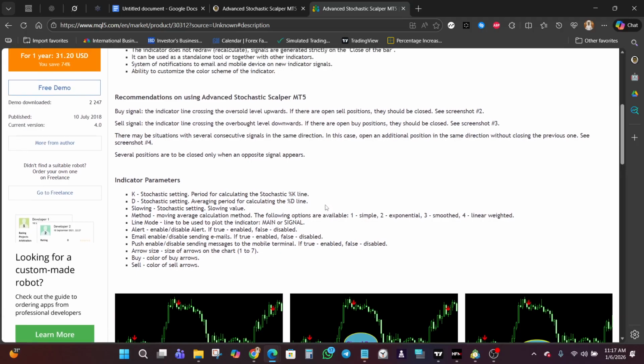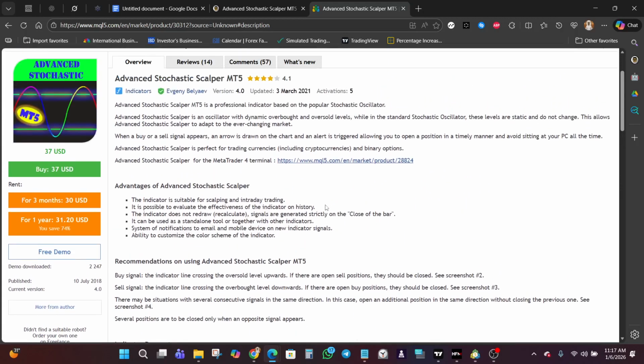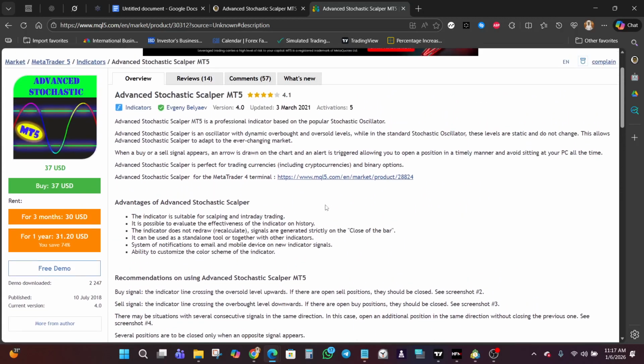So this is it for the advanced stochastic scalper. If you want to make the financial commitment, I need to emphasize that you ensure that you have tested it on the free demo first, and you have to be comfortable with what you see before you proceed to making any financial commitments. That is if you decide to proceed. There are many other free indicators out there which you can try out, so do not be pressured to go for the one that is not free.